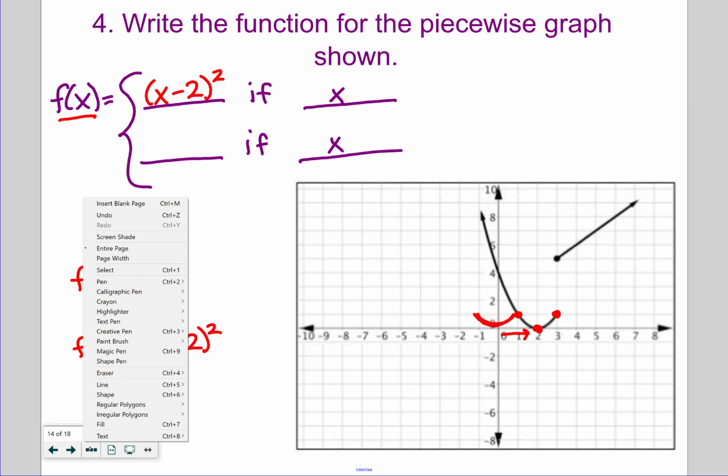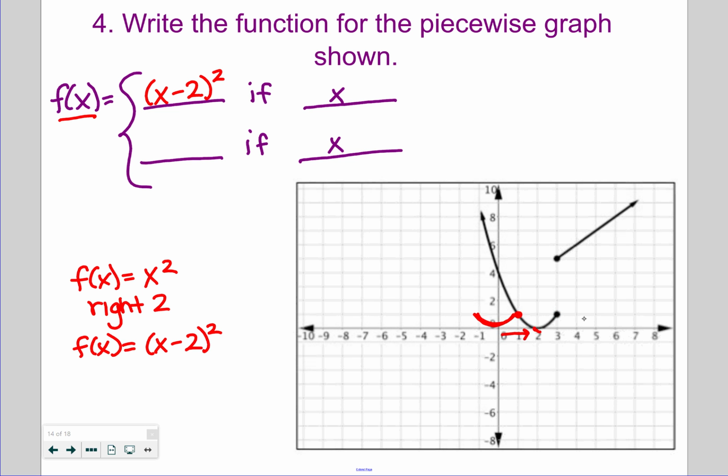Let me erase my little dots there for a second. There we go. So to the left of 3 is all of my x values less than, let me get my red pen back, less than or equal to 3 because we have a solid dot there. And I just noticed, I think we should have an open circle here, otherwise we don't pass the vertical line test. So let's say that's an open circle.